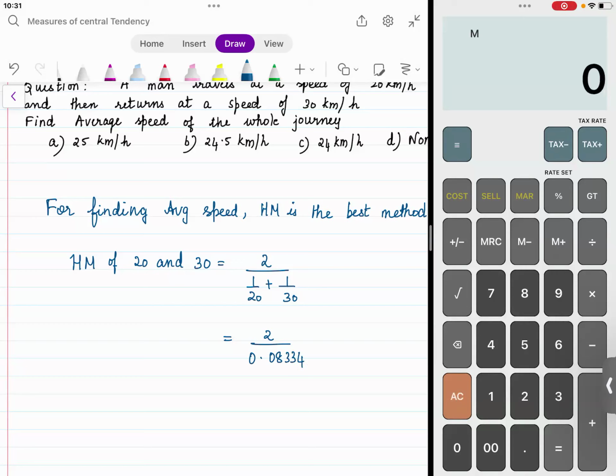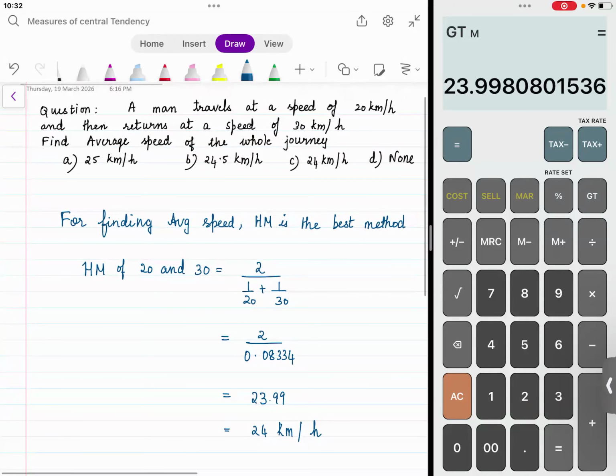So let us divide and get the answer. 2 divided by 0.08334. So I'm getting 23.99, which is nothing but 24 kilometer per hour, right? So which option? Option C.